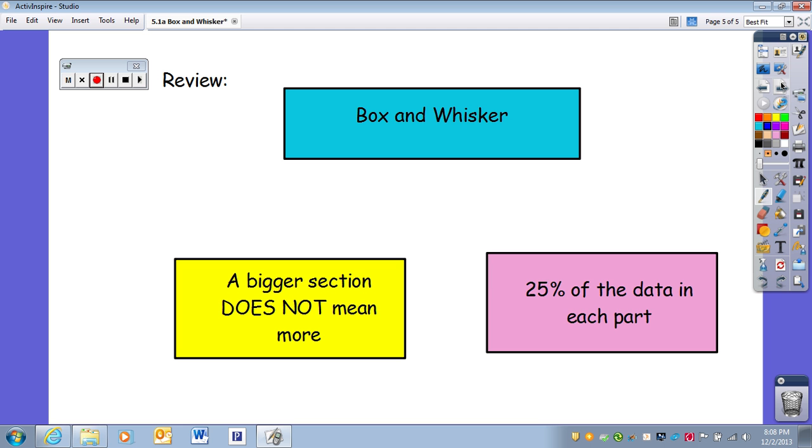Let's review. Please remember how to construct a box and whisker plot. Remember that the data must be in order from least to greatest. You need to find the middle, which is the median. Once we do that, we find the middle of the lower and then the middle of the upper portions and find our maximums and minimums, which would be our whiskers. Please remember that a bigger section does not mean more. It means that the data is more spread apart. And please remember that each section of the box and whisker plot represents 25% of the data in each part.